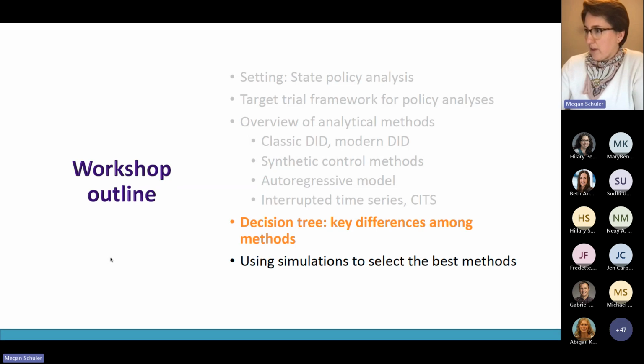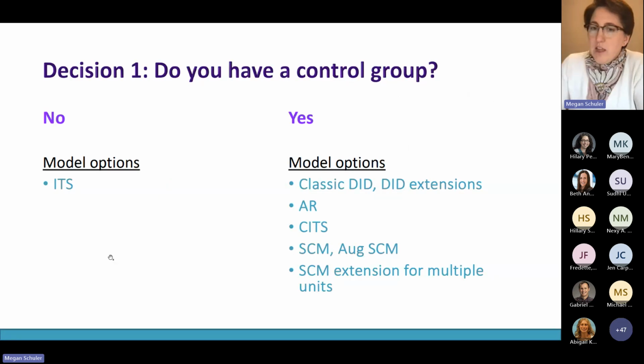So to start off, here we're going to be focusing on some key conceptual differences across methods. One differentiation here is whether or not you have a control group. As we just saw from Elizabeth, if you do not have a control group, then a standard interrupted time series model would be applicable. But if you do have a control group, then basically any of the other methods that we have talked about so far would be applicable.